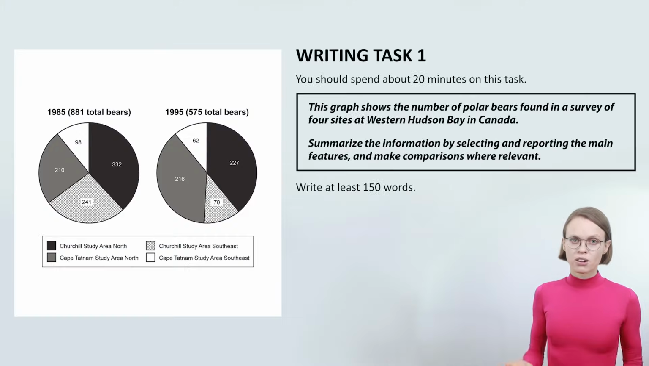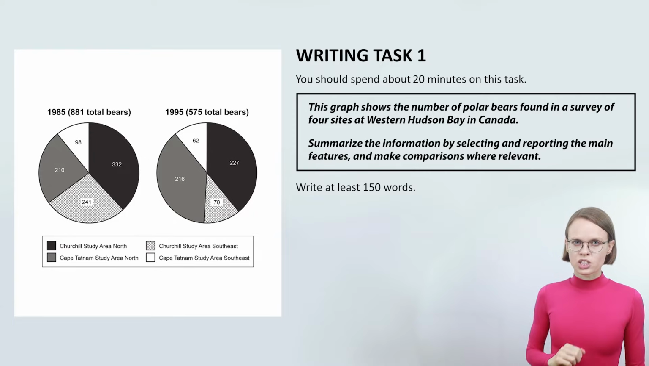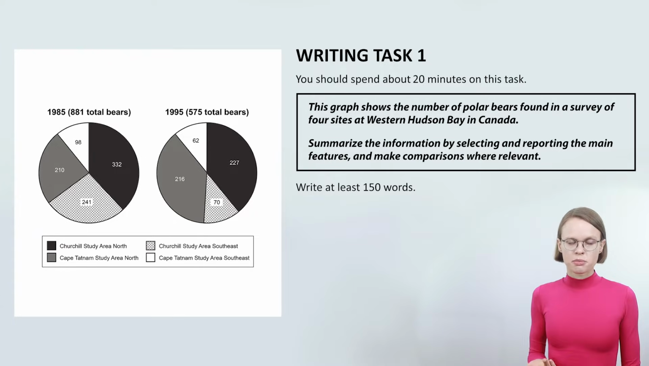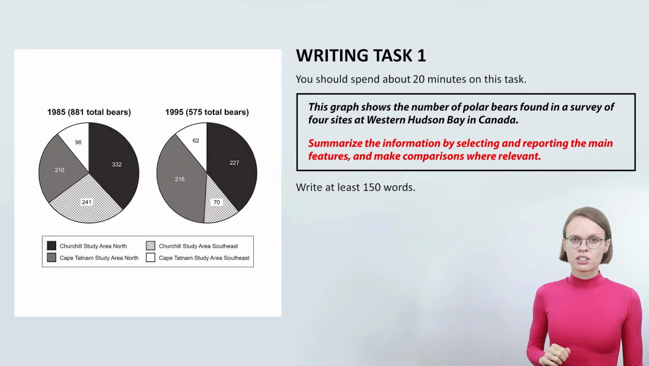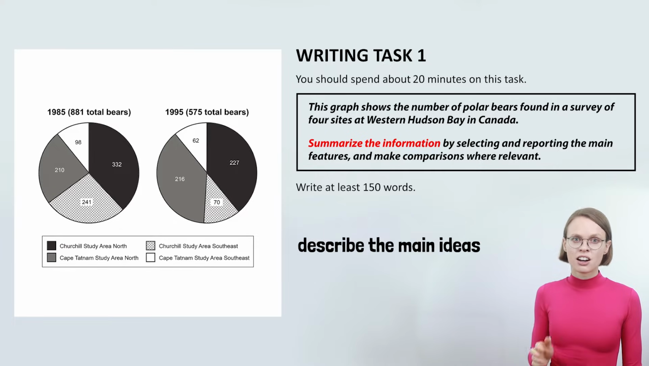The next part of the prompt is the question itself. It's a statement telling you what to do. Summarize the information by selecting and reporting the main features, making comparisons where relevant. Notice that you're asked to summarize the information. That means you must describe the main ideas and compare the main features.